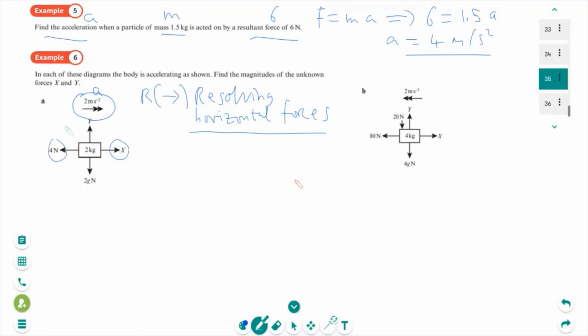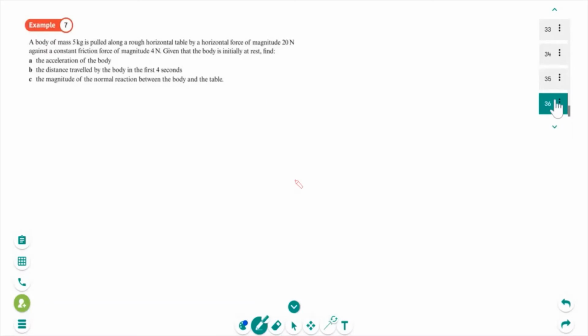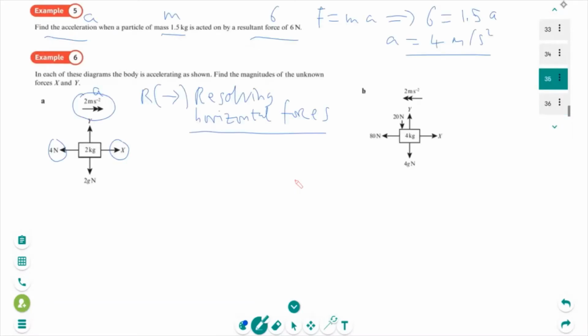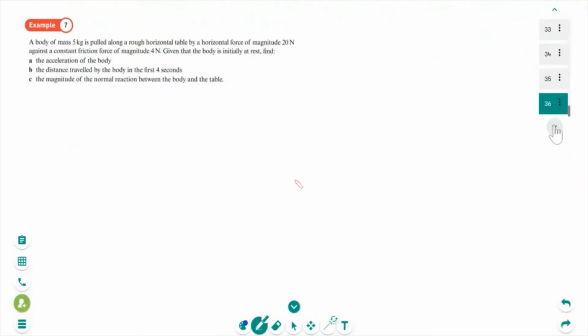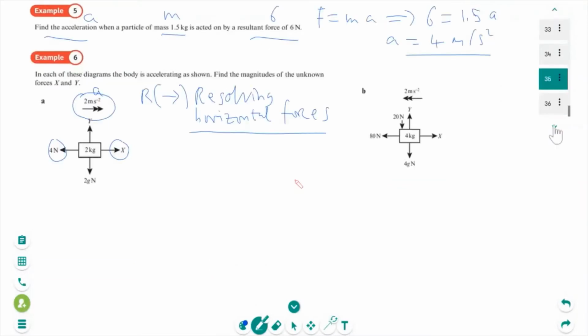Because the motion is towards the right, you'd say the resultant force is X minus 4. So that's when you say it's important to get the direction right. The resultant force is equal to X minus 4, not 4 minus X, because it's moving to the right. That's the overall force in the horizontal direction.